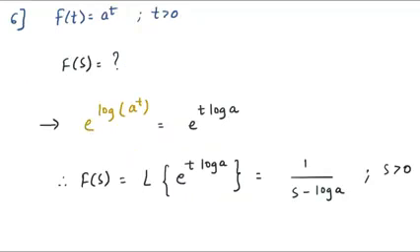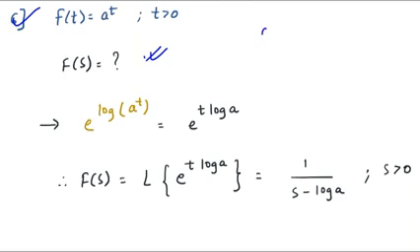Up till now we have seen the tricky questions which were based on the trigonometry relationship, but there are more tricky questions on algebraic also. So let us see this question. F of t is equal to a raised to t when t is greater than 0. Tell me what would be the Laplace of this function.